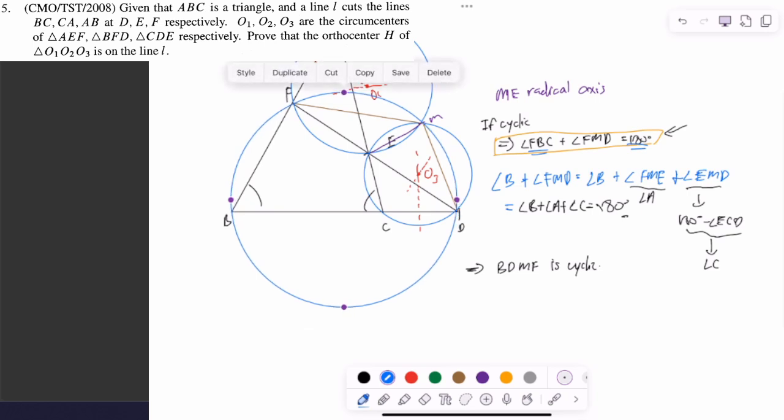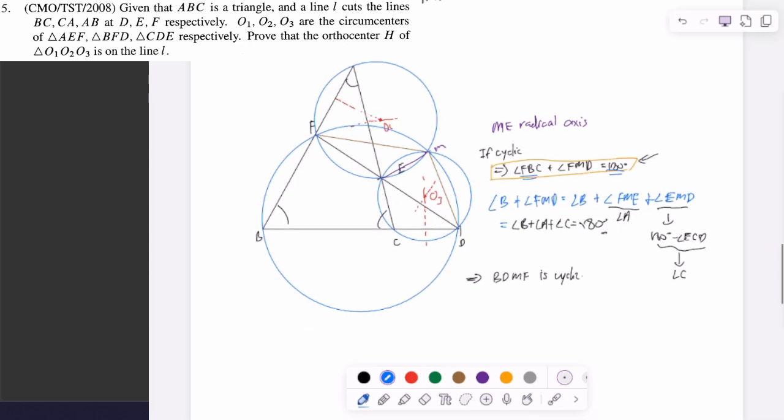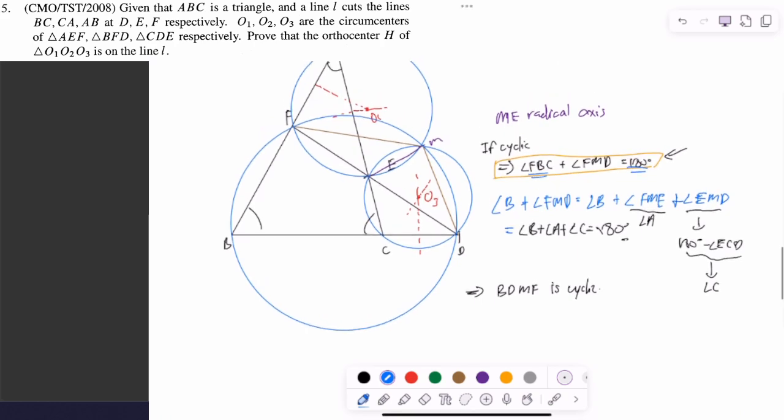But that is good enough, I think. Okay. Now we still have to prove that. Let's just draw the third circumcenter. Don't know why so far we left it out. I think somewhere here, which is O2.